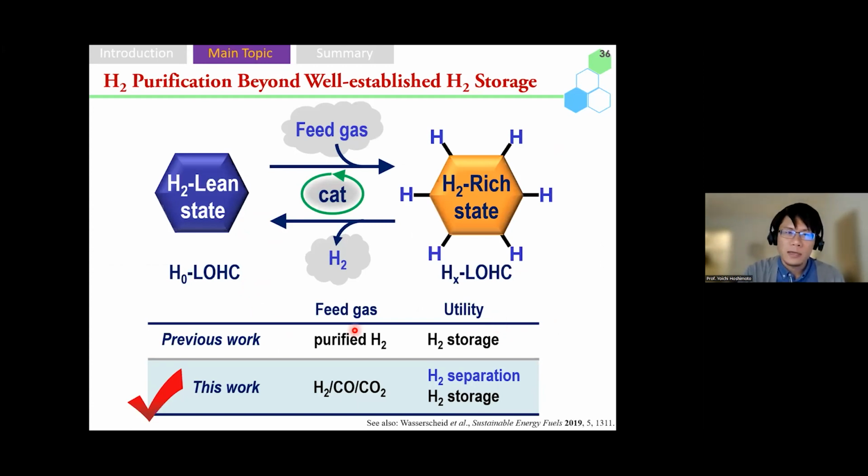So our target is crude hydrogen. If we can use crude hydrogen for the hydrogenation step, we can simultaneously separate and store H2 in HOLC molecules. Then subsequent dehydrogenation will produce highly purified hydrogen. In other words, the previous system can only work for H2 storage, yet our target system should also be applied for H2 purification. So we started our experiment.